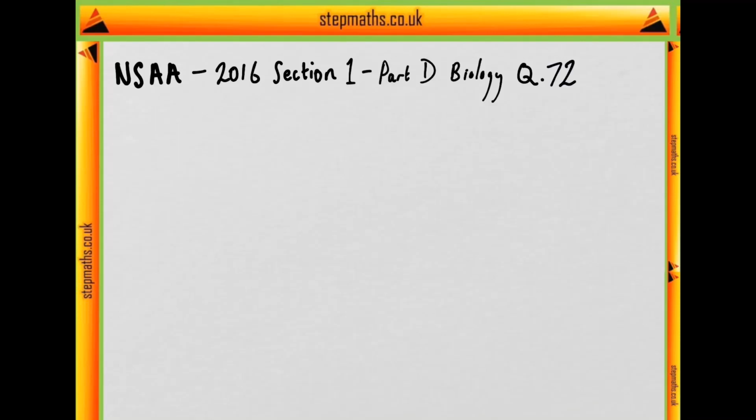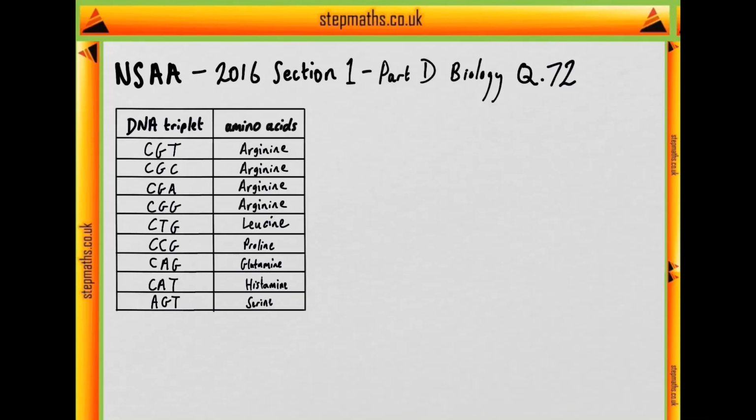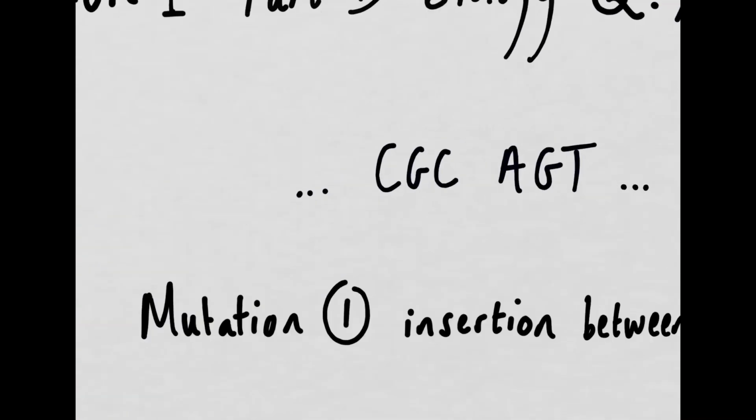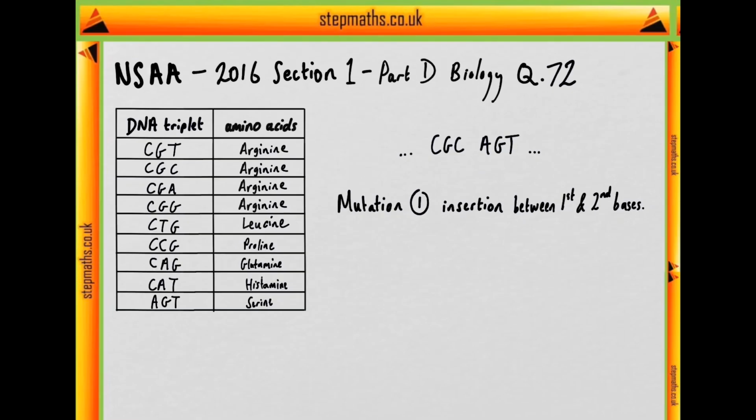In question 72, we're given the following table showing DNA-based triplet codes that are valid for this question and the amino acids that they code for, and then we're given this DNA sequence, CGC, AGT, and obviously this is part of a broader sequence. We're then told that two mutations will take place in the DNA sequence. The initial mutation will be the insertion of an additional base between the first and second bases in the sequence, i.e. between C and G here.